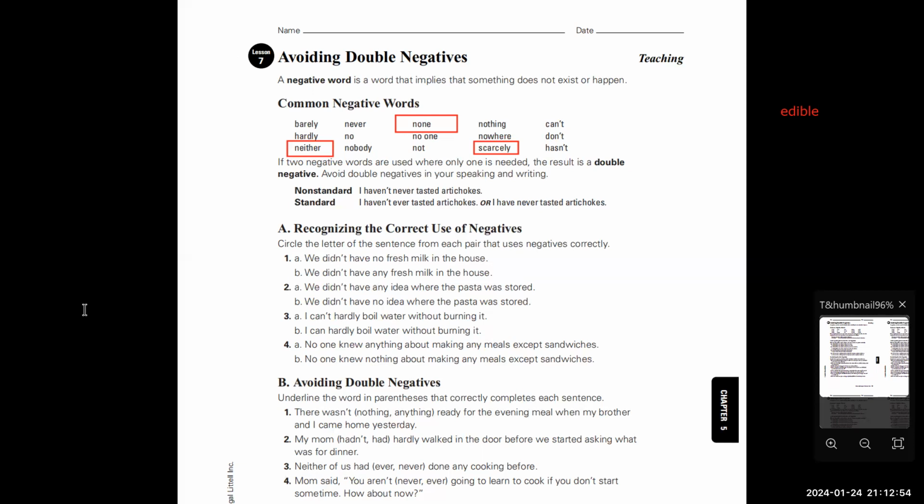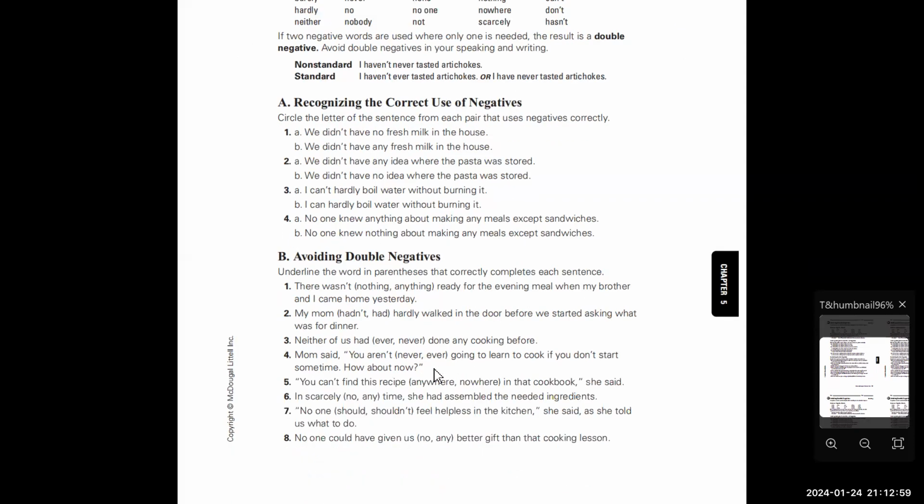Okay, let's go to letter B. Avoiding double negatives. You try to answer. Well, you don't need to underline. Just read the whole sentence with your choice, okay? Just choose the correct word that would make the sentence correct. There wasn't anything ready for the evening meal when my brother and I came home yesterday. Okay, that's correct.